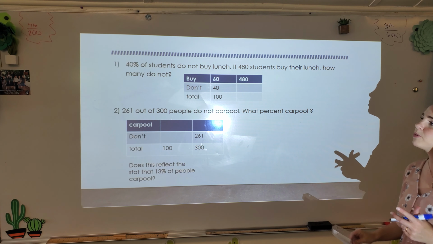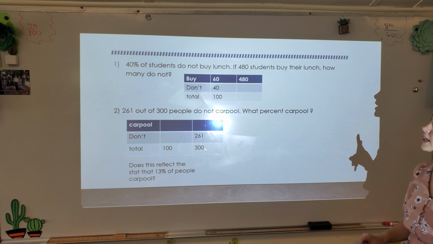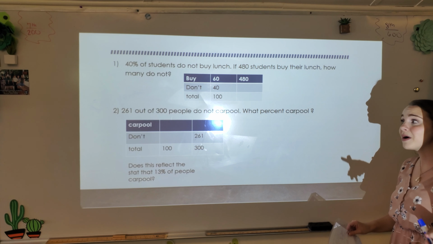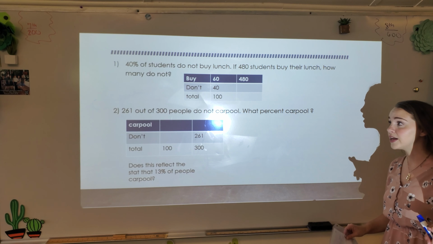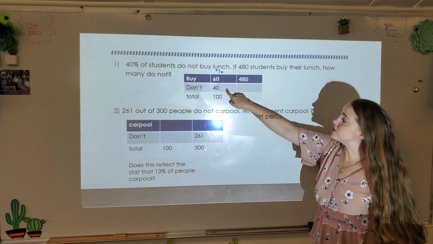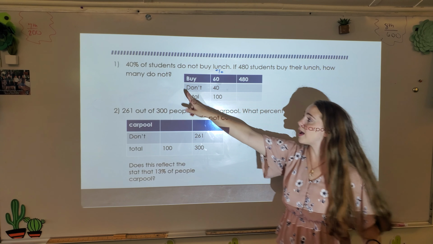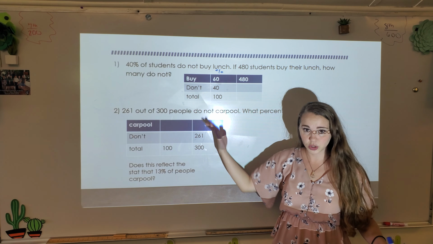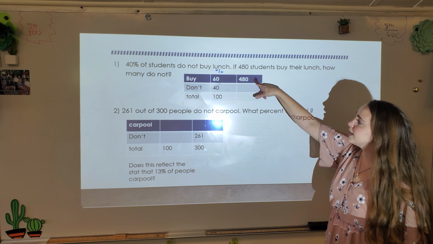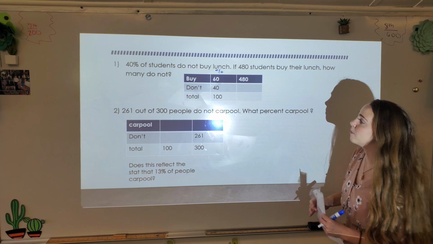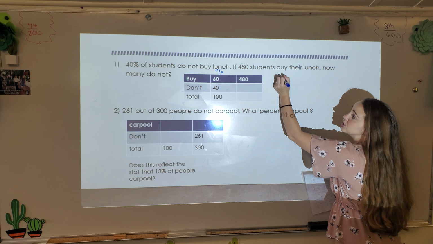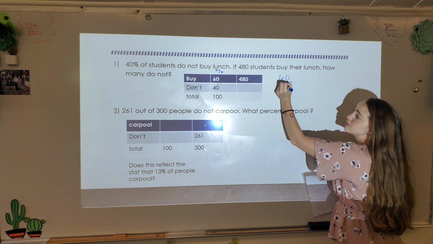It says here that 40% of students do not buy lunch, and there are 480 students that do buy their lunch, so how many do not? They gave us the percentages, so 40% don't, that means 60% do. And so I picked buy, don't, and total, which makes sense. And so I put 480 with the buy, and they want to know how many don't buy. So I just pull out that little ratio. I put D for don't.